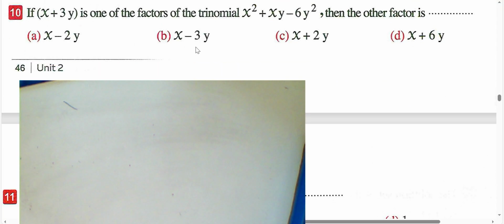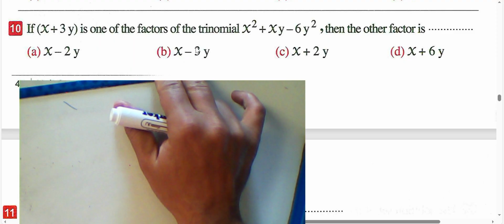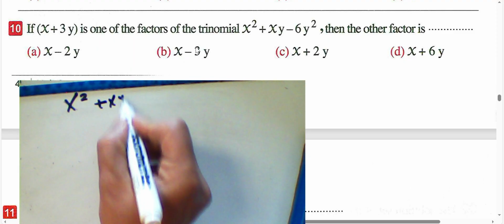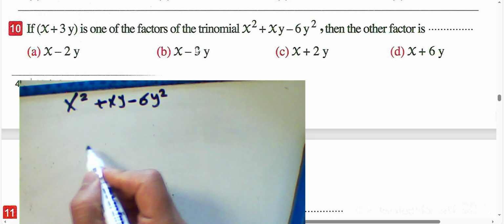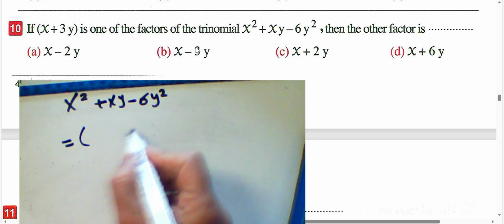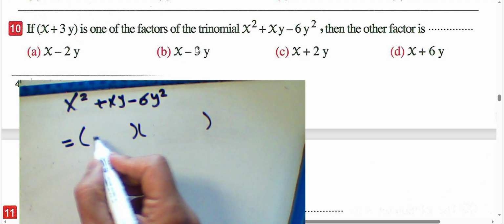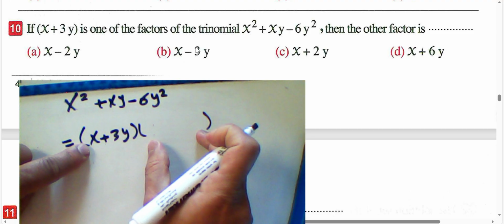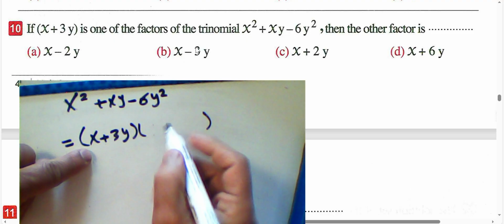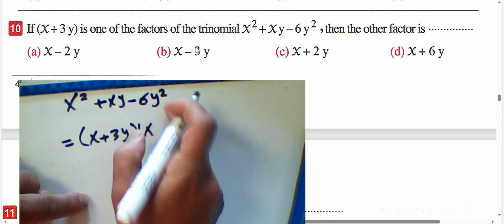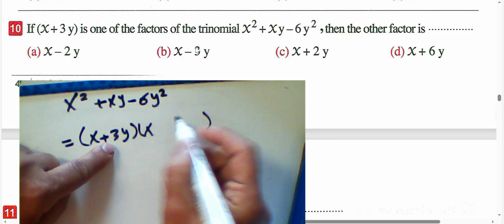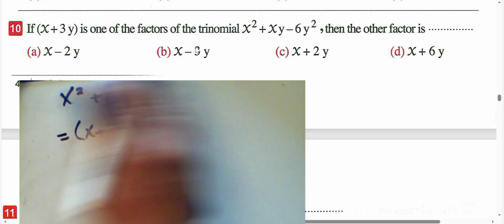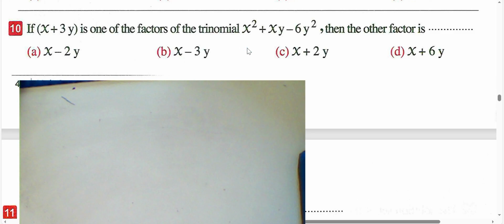Number 10. x plus 3y is one of the factors of the trinomial x power 2 plus xy minus 6y power 2. We can factorize this expression. Write two brackets. He gave me the first factor. Then for the other factor, we can write x power 2 equals x times x, and negative 6y power 2 equals 3 times negative 2y. You can write x minus 2y. Next question.